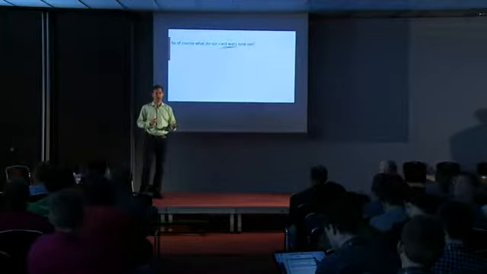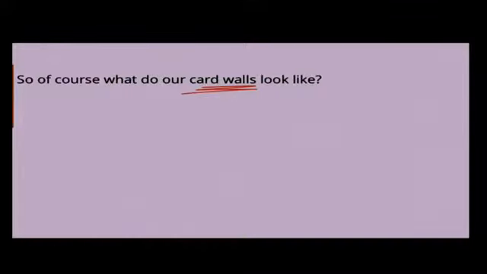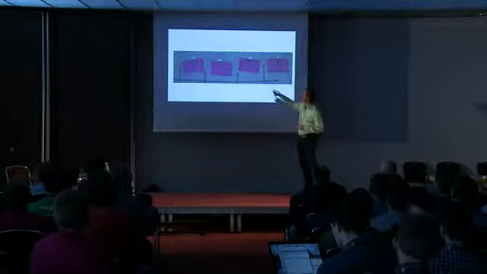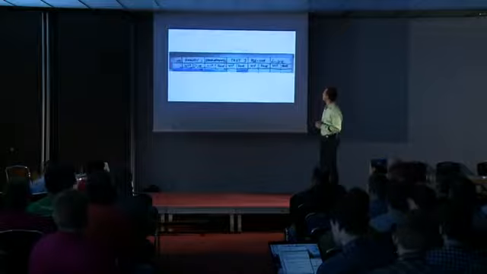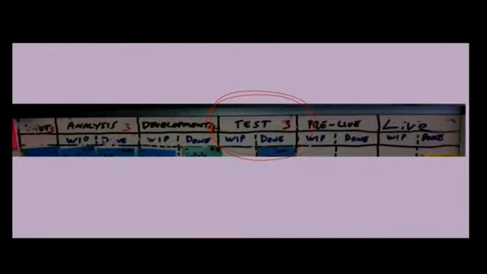So, of course, what do our card walls look like? We get testing at the end here. QA at the end. QA over here. And test after in progress. Whatever, I'm not sure what's not in progress there. And then testing, following development, following analysis. So this makes me very sad.